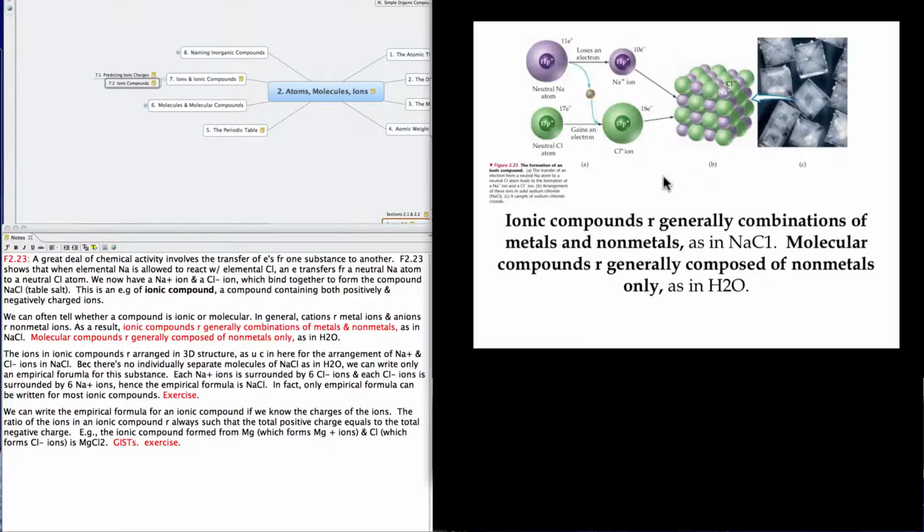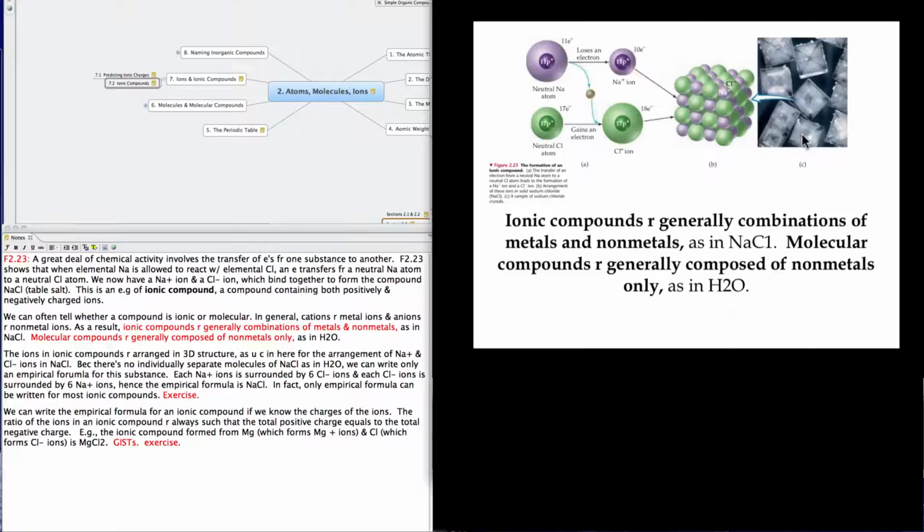We can often tell whether a compound is ionic or molecular. In general, cations are metal ions and anions are non-metal ions. As a result, ionic compounds are generally combinations of metals and non-metals, as in sodium chloride. Molecular compounds are generally composed of non-metals only, as in H2O.